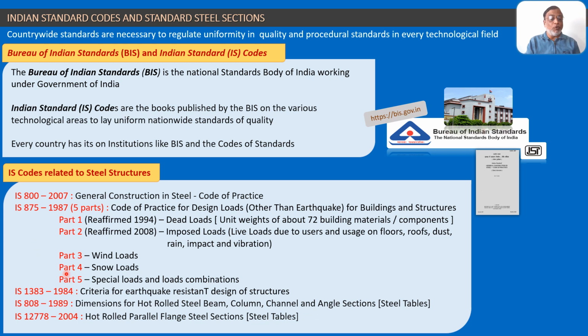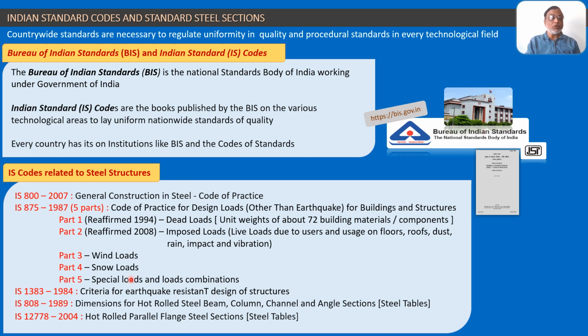Then part 4 is devoted to snow loads. Wherever there is a snowfall area, the snow loads also are to be considered in structural design, and the loads are to be taken from this IS code. IS 875 1987 part 5 is about special loads and load combinations.